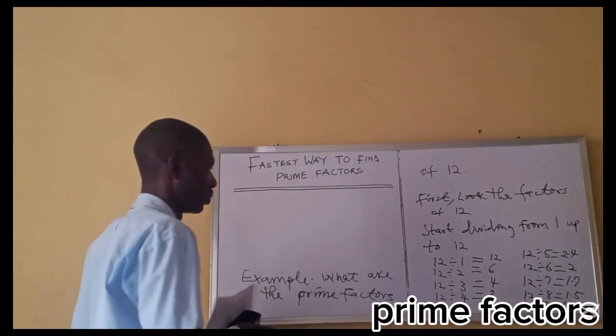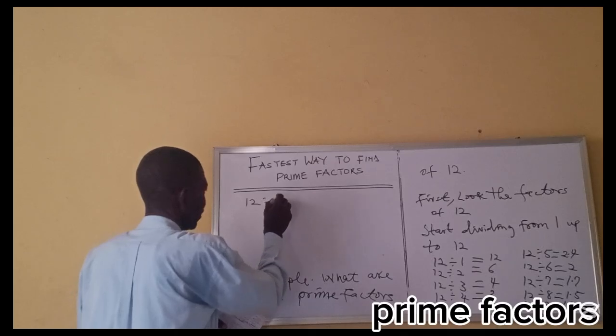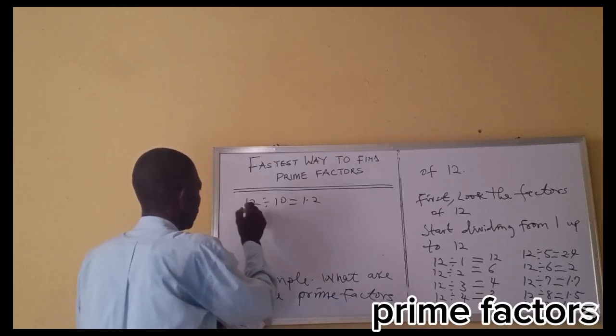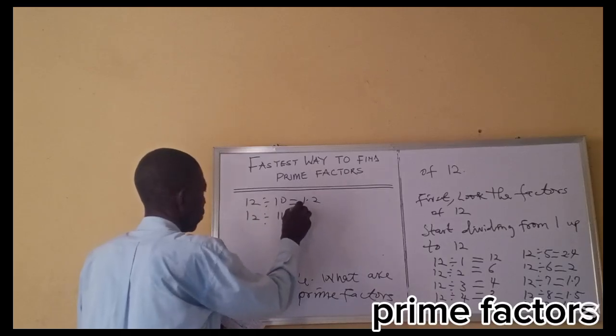Hope you are following. So 12 divided by 10 will give us 1.2. 12 divided by 11 will give us 1.